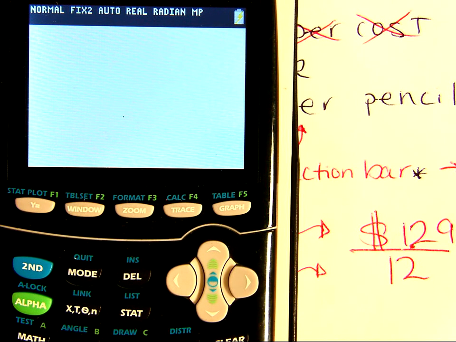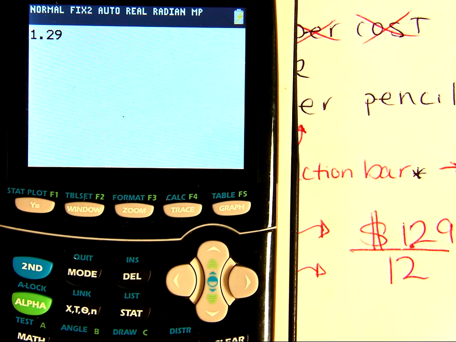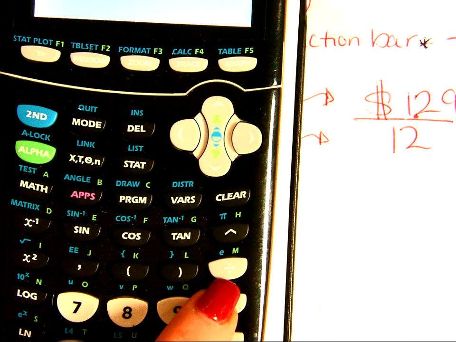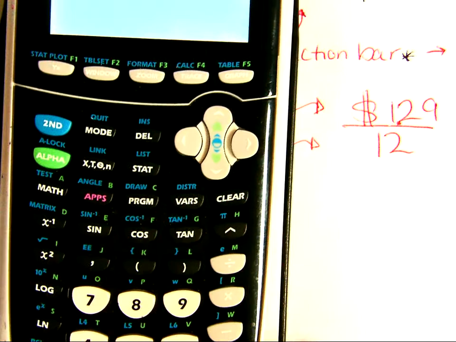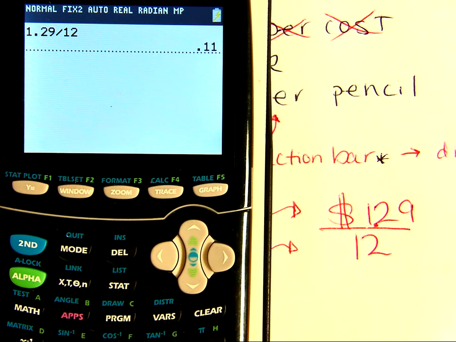Okay, so now I type in 1.29, and how do I get that fraction bar? Well, somebody said, how do I get the fraction bar? It means divide. So I push the division button, which is right there, right? So that's the division button. Third time's the charm, huh? And there, it even looks like a fraction bar. It doesn't even look like that little symbol, right? So I want to take that 1.29 divided by 12. I'm going to hit enter. Enter is the same as equal, as you know. And look at that. It already rounds it for me.